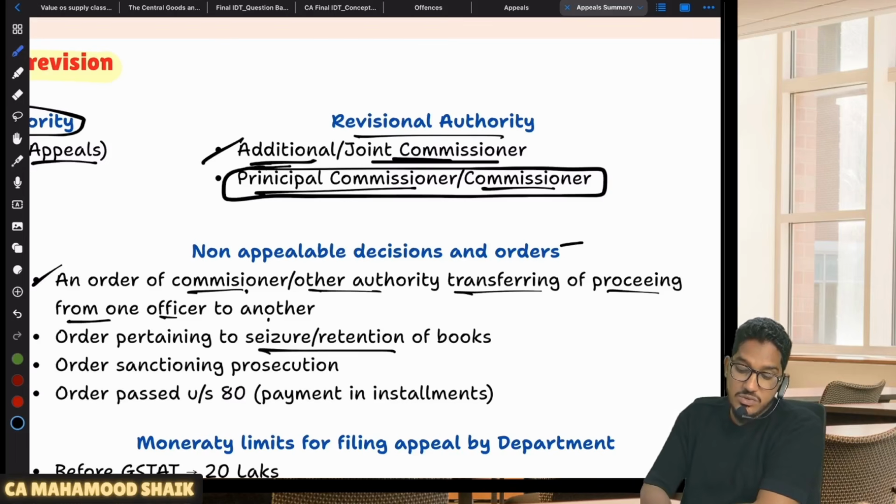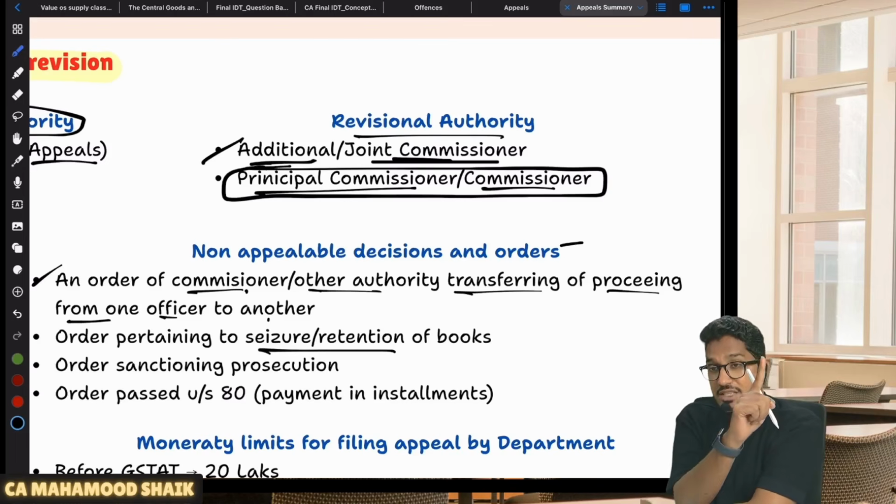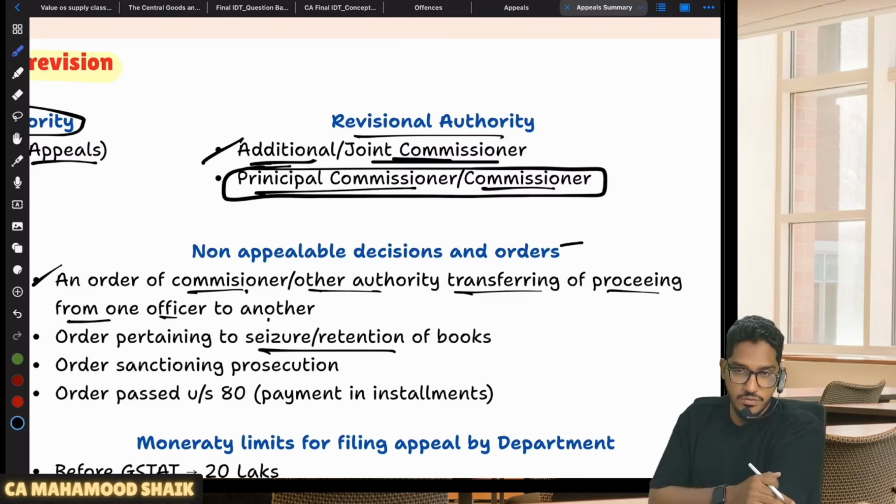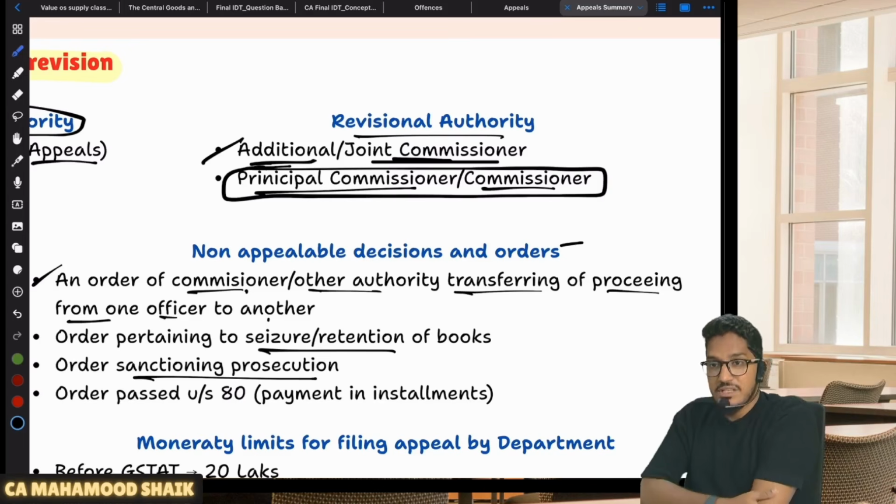Similarly, order pertaining to seizure or retention. We have done this. We have seen the seizure, right? Against a seizure order also you can't go for appeal. Seizure order will be final. If they have decided to take these goods into seizure or detaining, they will take it. For that you can't go for appeal. And order sanctioning prosecution, section 132, imprisonment. That also you can't go for appeal.